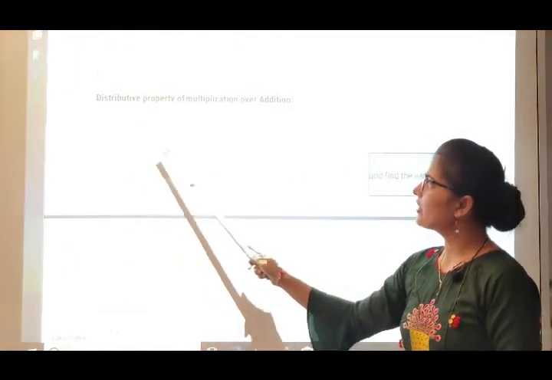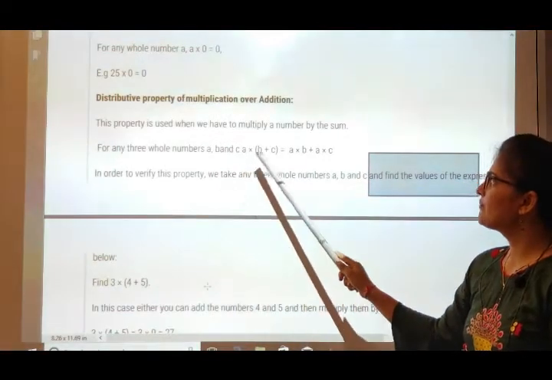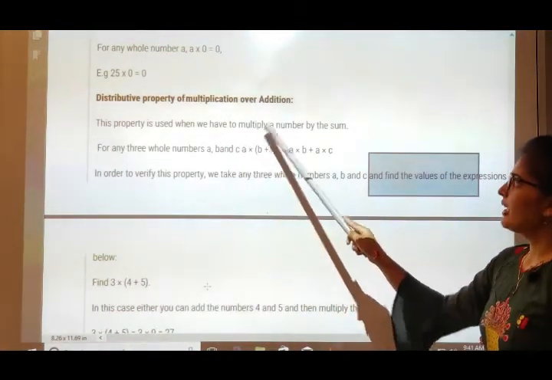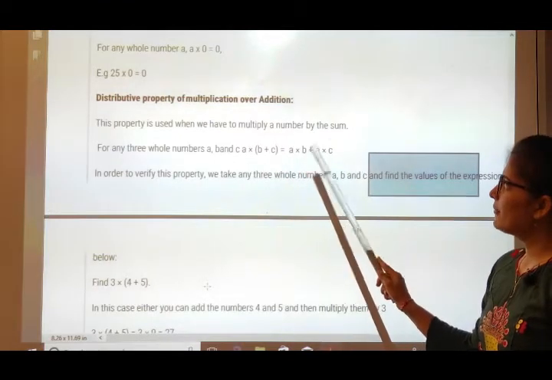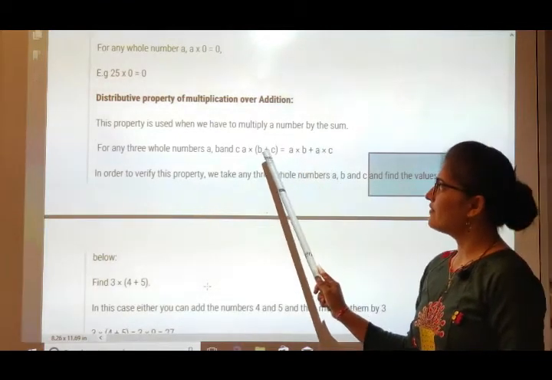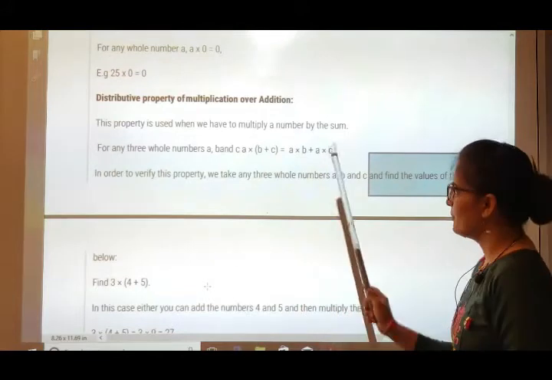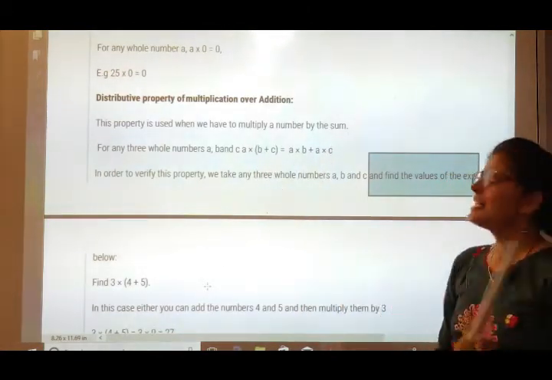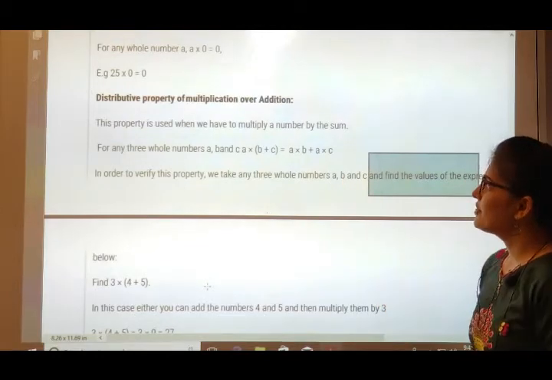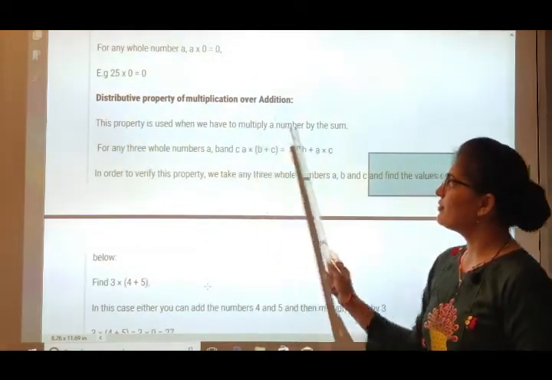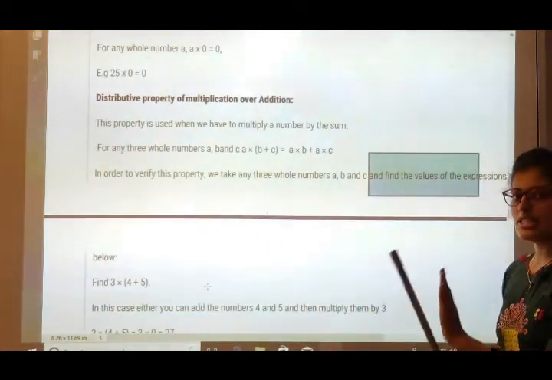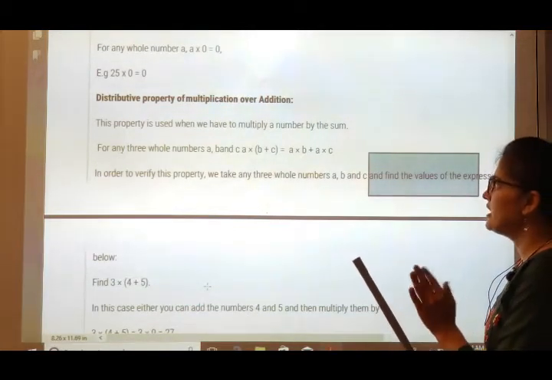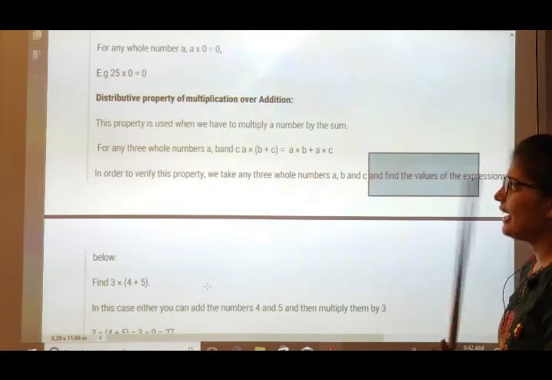So for any three whole numbers A, B and C, A multiplied by (B plus C) will be equal to A multiplied by B, plus, after that, A multiplied by C. Distributive property means you have to distribute A with the B also and with the C also. That means A has to be multiplied with B and with C, and after that we have to add them.